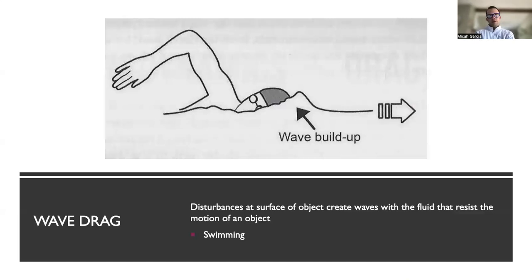We technically also have wave drag, which you see with swimming, and this is going to be a disturbance at the surface of an object that creates waves with the fluid and that resists the motion of the object. So think about swimming. There's going to be this wave buildup in front of the swimmer, and this is going to act in the opposite direction of their motion, and again, become a hindrance. So this wave drag is really a concern in open water, where you've got this mixture of air and water creating these waves essentially in front of the person. Whereas pool swimming is going to be much less affected by the wave drag, and lane markers and gutters can actually help dampen those waves so they're not coming back and rebounding to the neighboring swimmers.